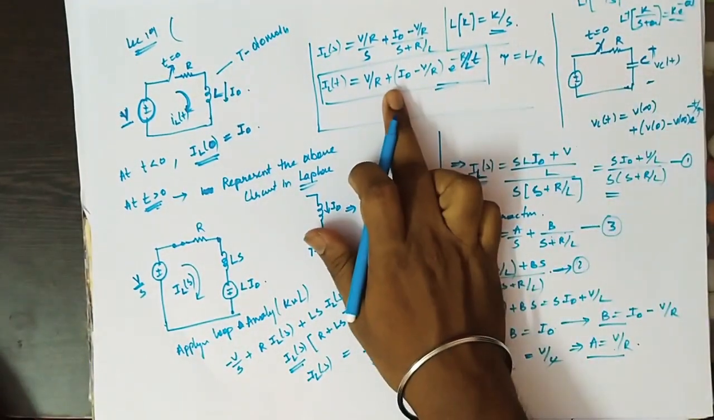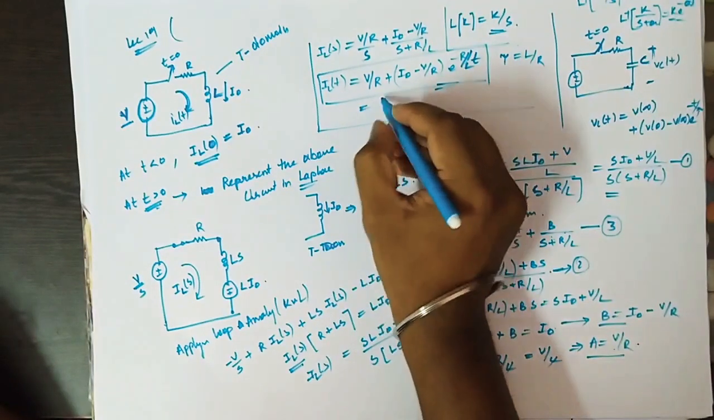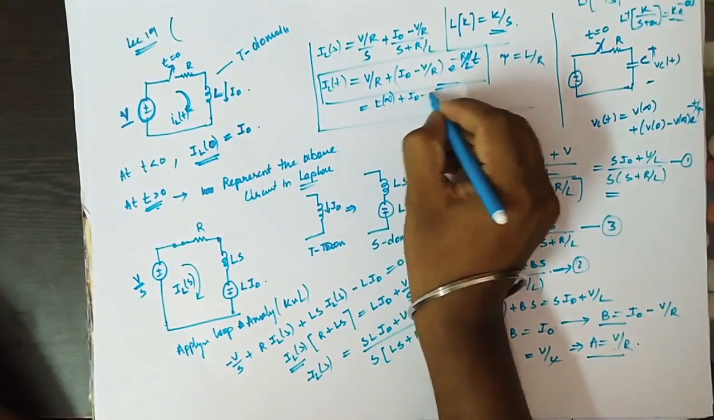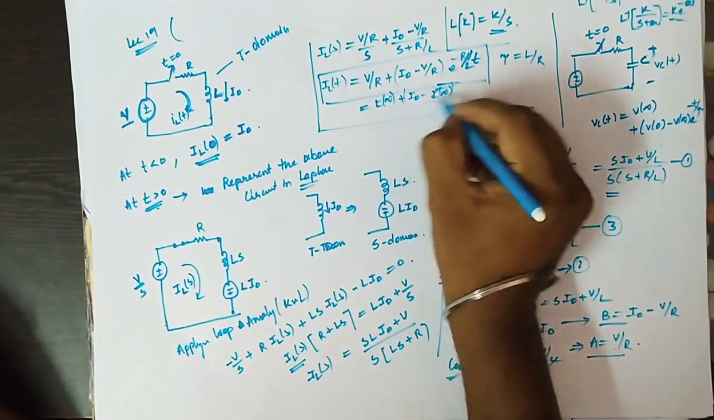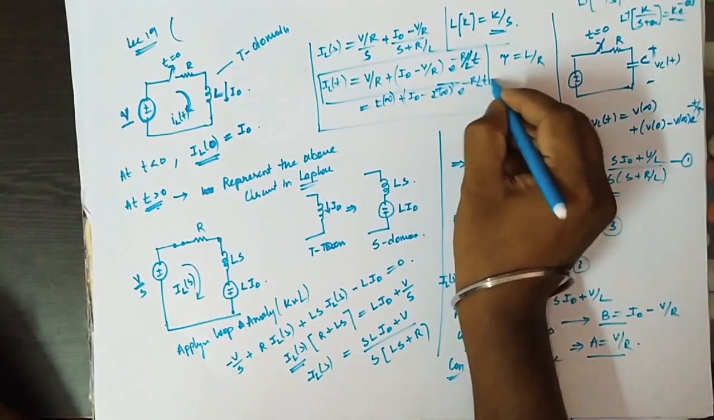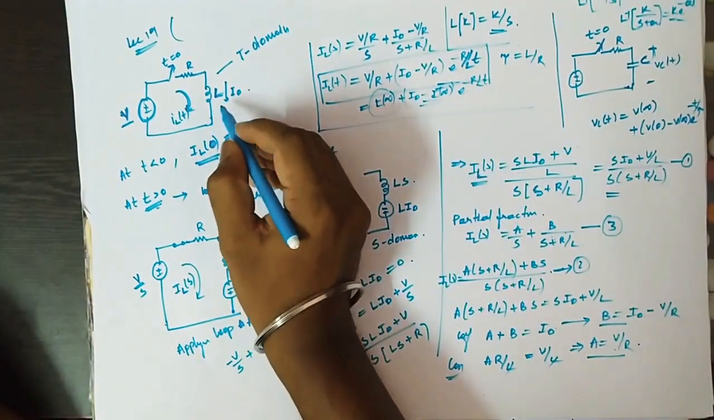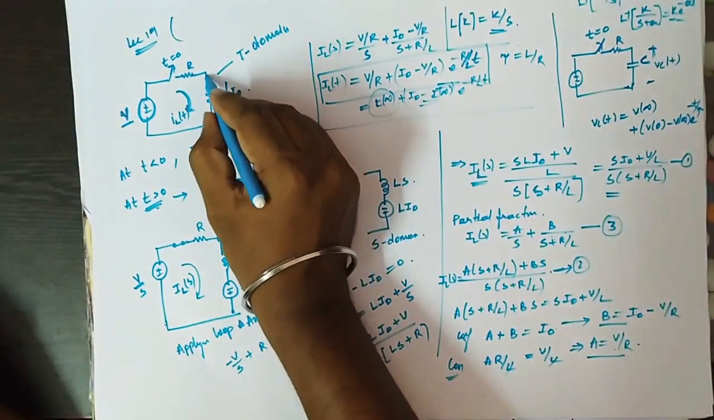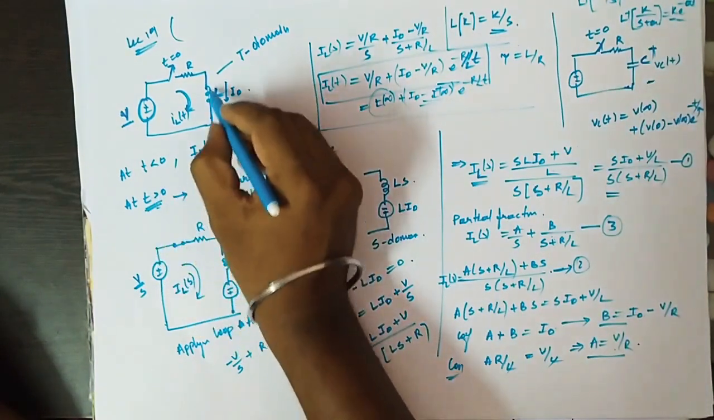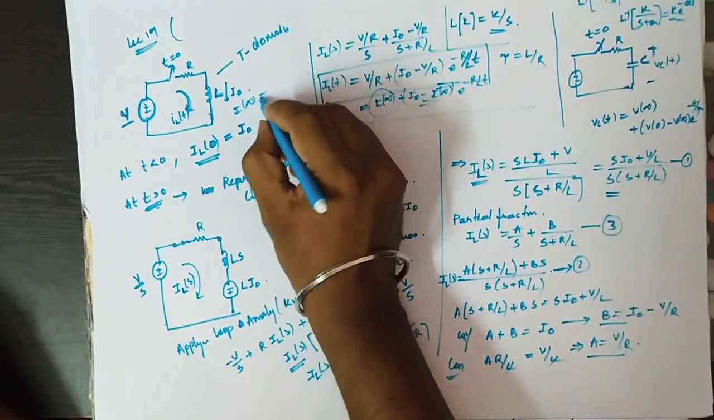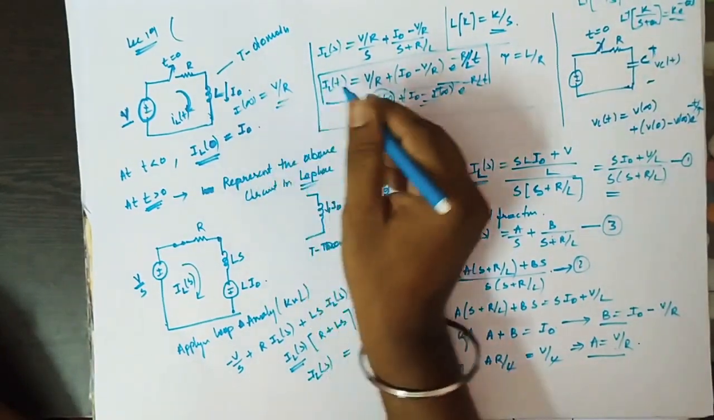In the time domain also, we will get I of infinity plus (I naught minus I of infinity) e power minus R by L into t. So I of infinity is equal to what? At steady state in the time domain, I of infinity means we will short the inductor in this circuit. So I of infinity equals V by R.